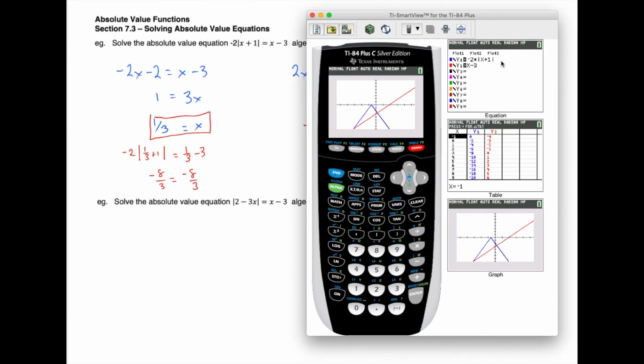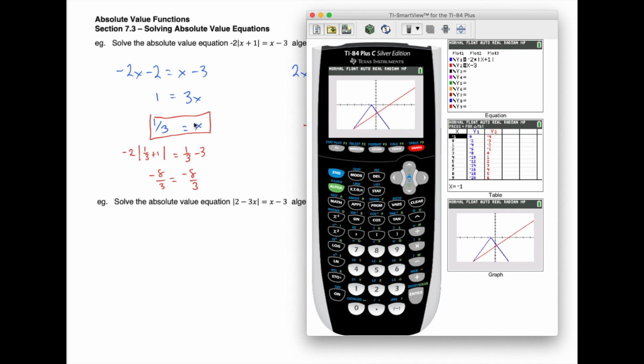If we go to the graph, we'll see we have negative 2 times the absolute value of x plus 1 on the one side of my equation. And then the right side, the x minus 3, is going to be in red. So that's my linear equation, and I have the one in blue. And we can see right away we have 2 intersection points. It's kind of near the end of the graph here, but we can clearly see it's going to cross twice.